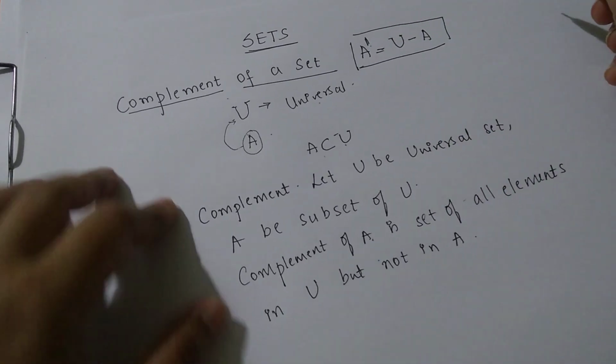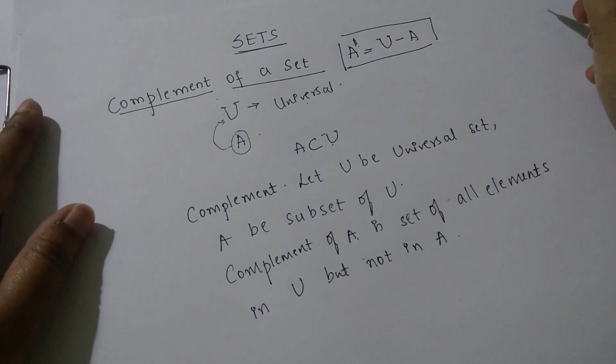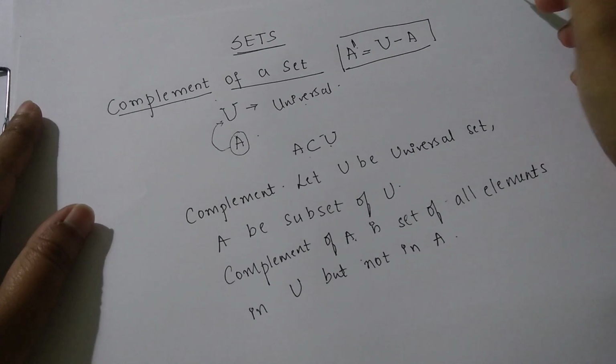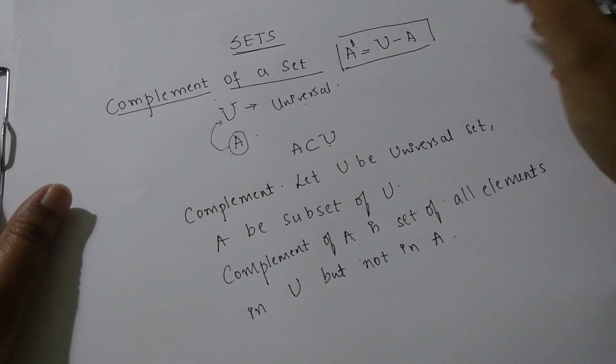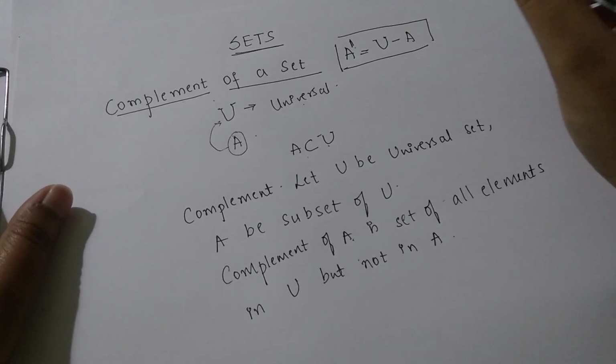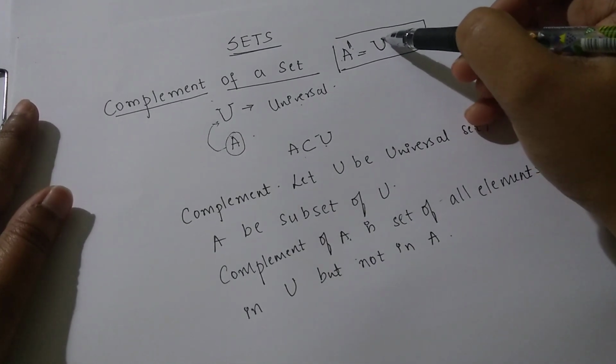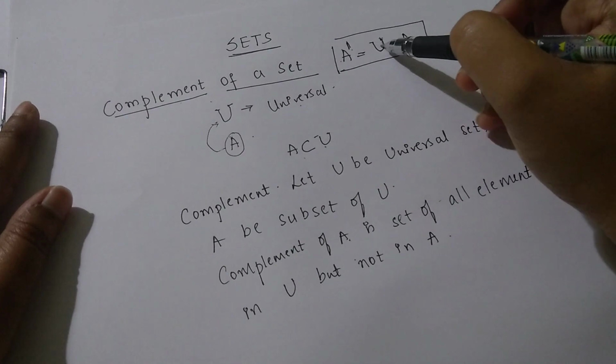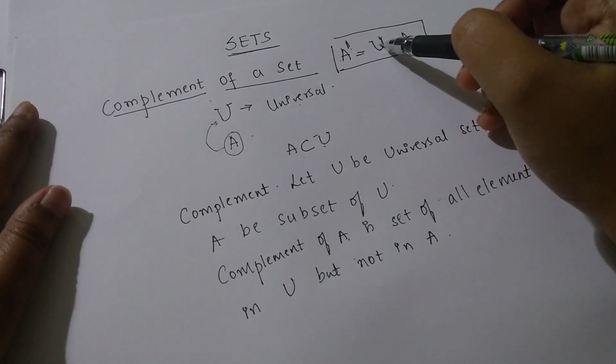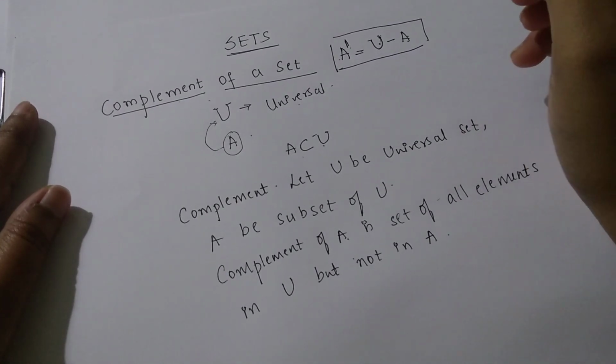I had already explained what A minus B and B minus A are. A minus B means the set of all elements which are there in A but not in B. In the same way, A dash, the complement, is U minus A, which means the set of all elements which are there in the universal set but not in the set A.